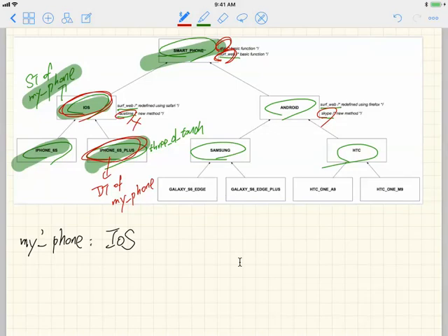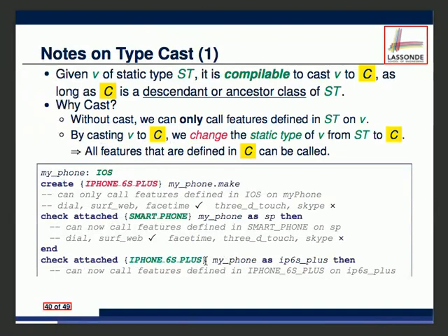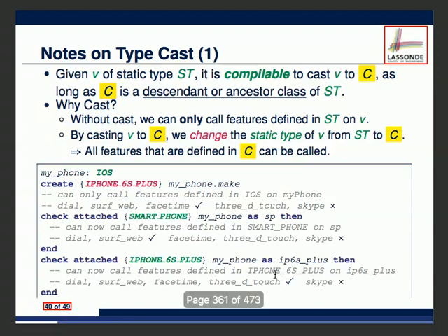Once we do the downcast, what does that mean? That means we can now call this particular feature that's only specific to iPhone 6s Plus. So once you have done that, you will see that not only can we call dial, surf web, FaceTime, we can also call 3D Touch. The only thing that we cannot call just yet is Skype.